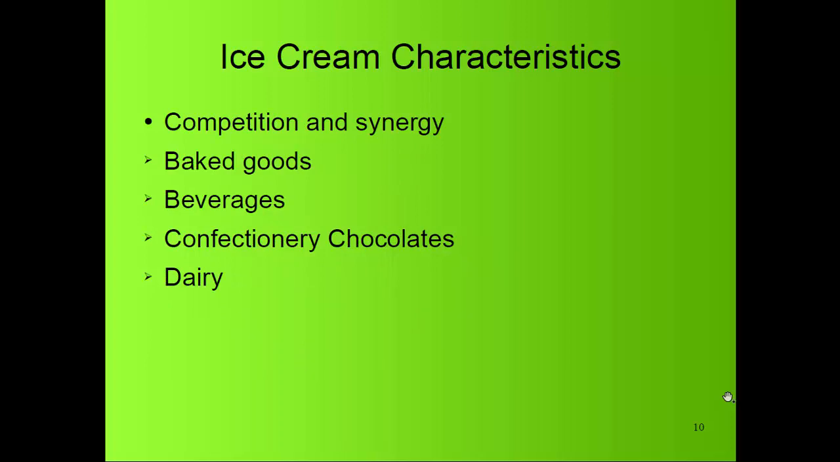So if we look at the ice cream industry, it's in competition and has a synergy with many things. So for instance, baked goods and beverages and confectionery chocolates and dairy, all of these other industries both compete with the ice cream industry, and have a synergy with the ice cream industry. So, for example, we use chocolate to coat ice cream sometimes and come up with things like Eskimo pies.